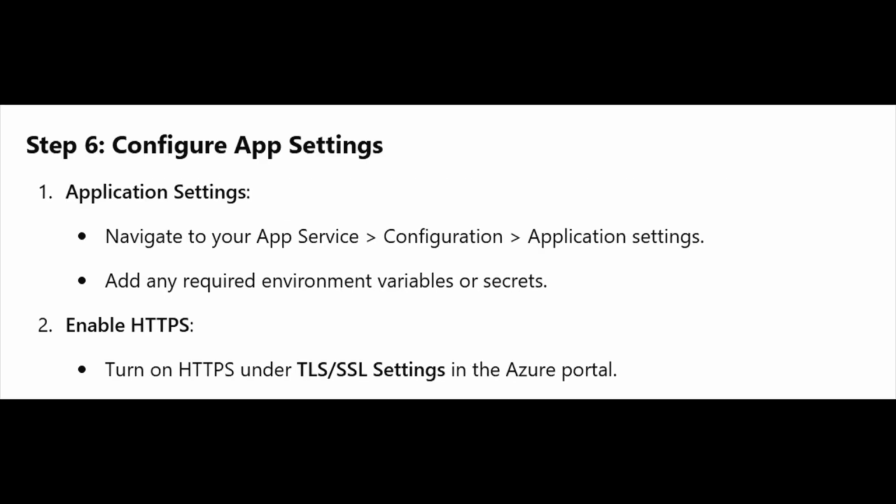Step 6: Configure app settings. Application settings: navigate to your App Service, Configuration, Application settings. Add any required environment variables or secrets. Enable HTTPS. Turn on HTTPS under TLS/SSL settings in the Azure portal.